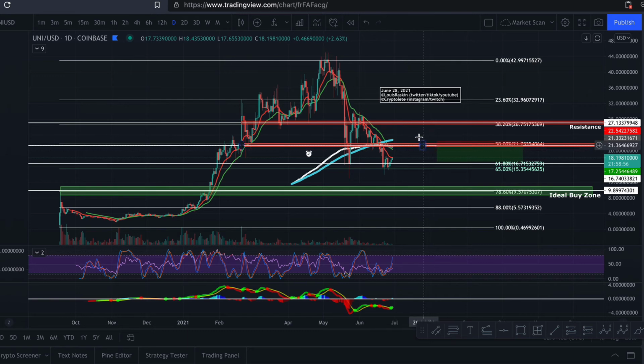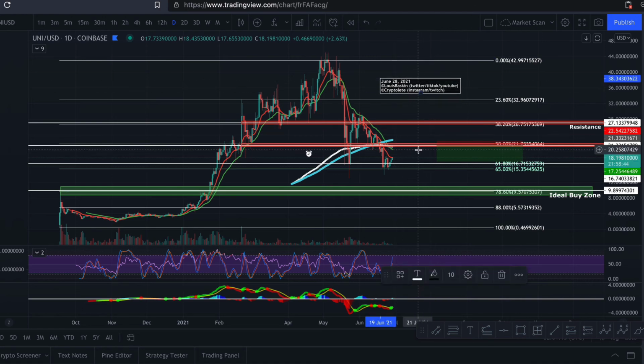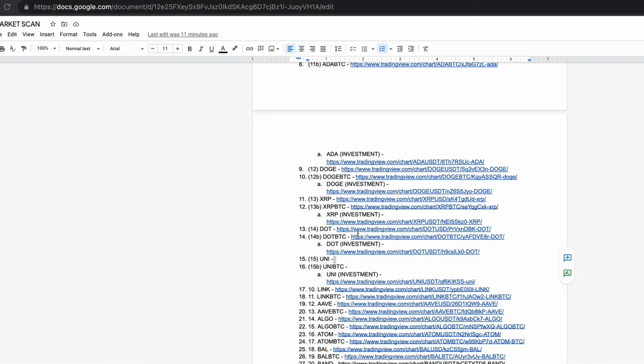I'm already in a couple shorts, so I don't want to overextend myself in case the market just rallies. But if the market does rally, then I'll get stopped out of the shorts that I'm in, and then I will enter this short position and a couple other ones that I have higher up in other coins. And so that's my Uni trade.